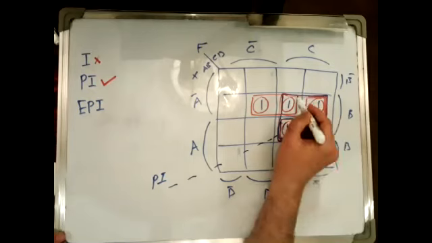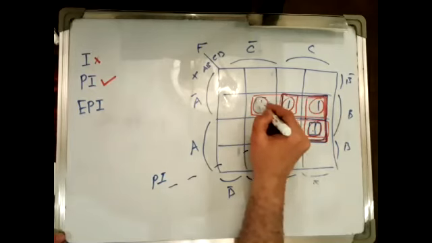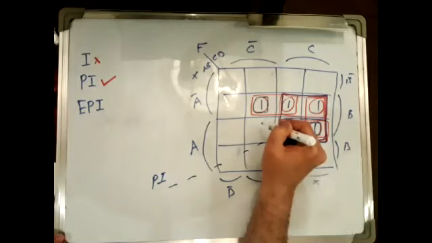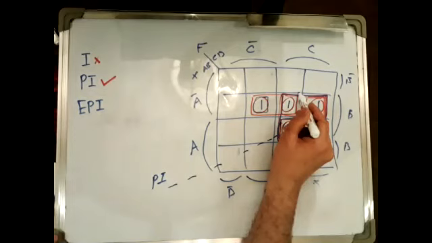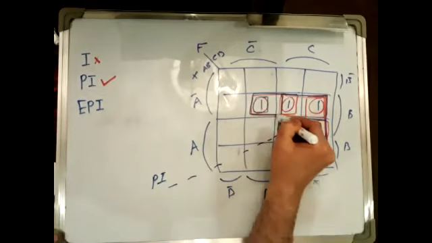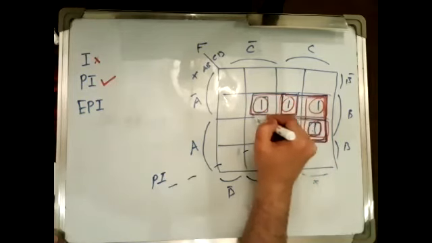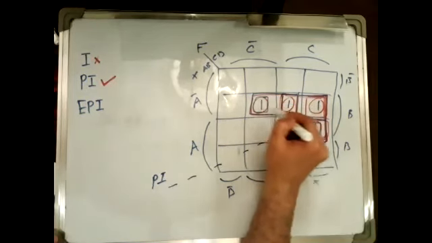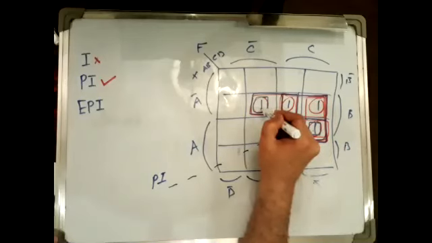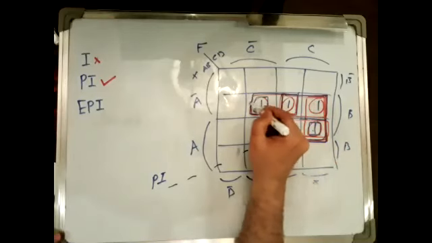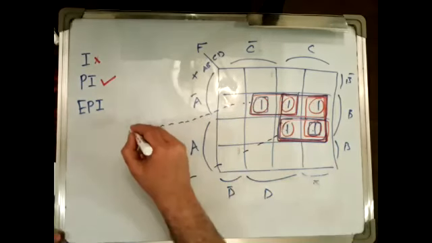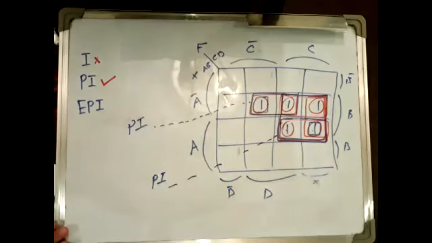Now, if I look at this rectangle, it is not a prime implicant. It is an implicant because I can define a larger rectangle here to contain this one, which is this one. Can I define a larger rectangle than this to contain these 2 ones? Of course not. So this is also a prime implicant. This is also a prime implicant. Now, can we locate any essential prime implicant?